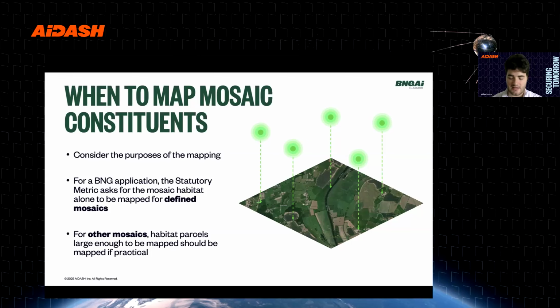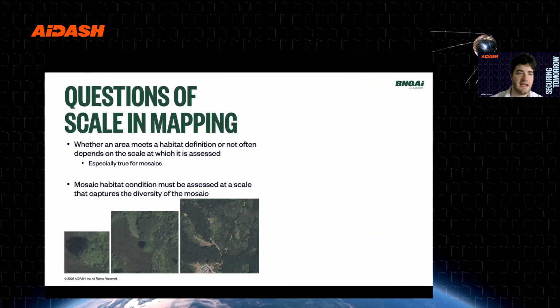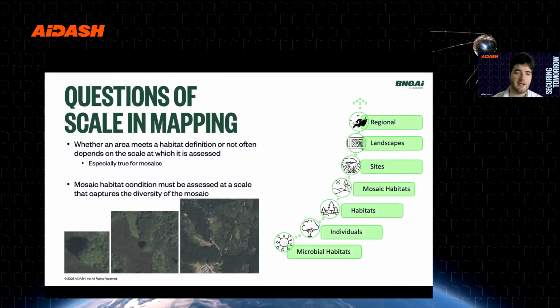So if you've got a mosaic that is just, say, scrub and grassland that is very difficult to map, and you want to map it as a mosaic, not a defined mosaic but another mosaic, then I would think about whether this is meeting a minimum mapping unit that you're setting for yourself. In that case, maybe you want to map it, but otherwise, you can also use those other mosaics. And all of this really comes down to questions of scale in mapping.